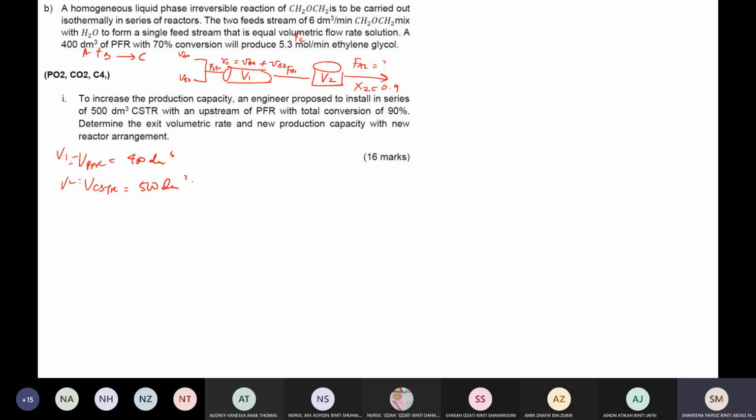So from here, start with the rate law. The rate law is equal to KCA CB, whereby CA is equal to CA naught times 1 minus X, and CB is also CA naught times 1 minus X. Make sure you read carefully. If it's liquid, don't put gas, otherwise you will get everything wrong. So this is equal to CA naught times 1 minus X squared, which is FA naught over V naught times 1 minus X squared.